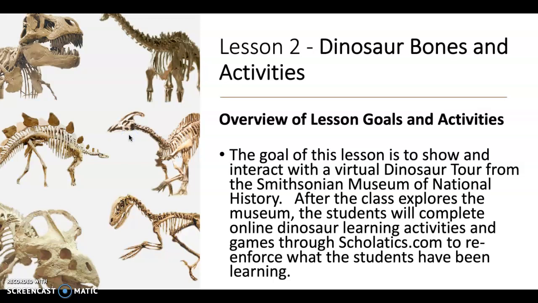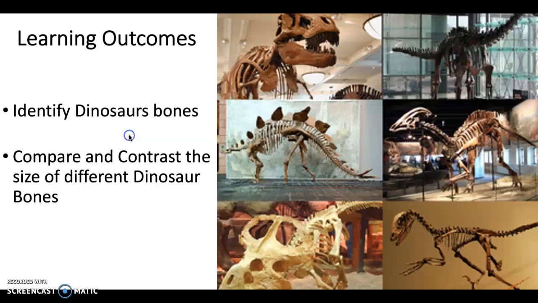The second lesson would be the dinosaur bones and activities. The overview of this lesson's goal and activities would be that it would show the interactive virtual dinosaur tour from the Smithsonian Museum of Natural History. And after the class explores the museum, the students will complete an online dinosaur learning activity and games through scholastic.com to reinforce what the students have been learning.